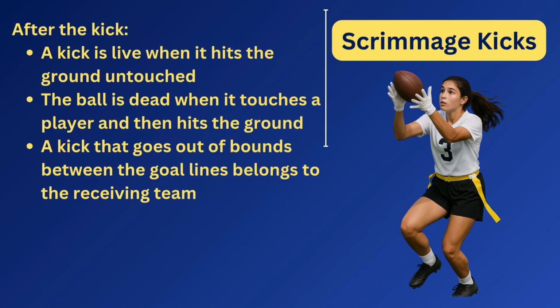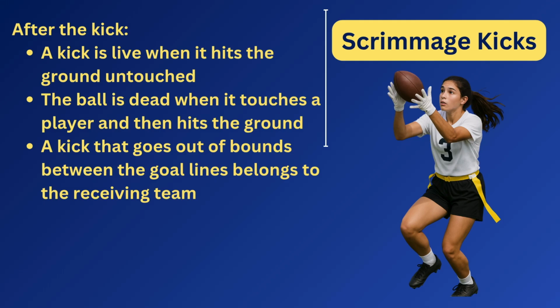After the kick, this is the only time when the ball can hit the ground in flag football and not be dead. That is an untouched punt. The punt goes up in the air, lands on the ground, rolls along the ground, bounces along the ground. As long as it has not been touched by somebody after the kick, that ball continues to be live. So it could roll, or it could bounce 4 or 5 times, and then the receiving team picks it up and returns it. That ball is still live.